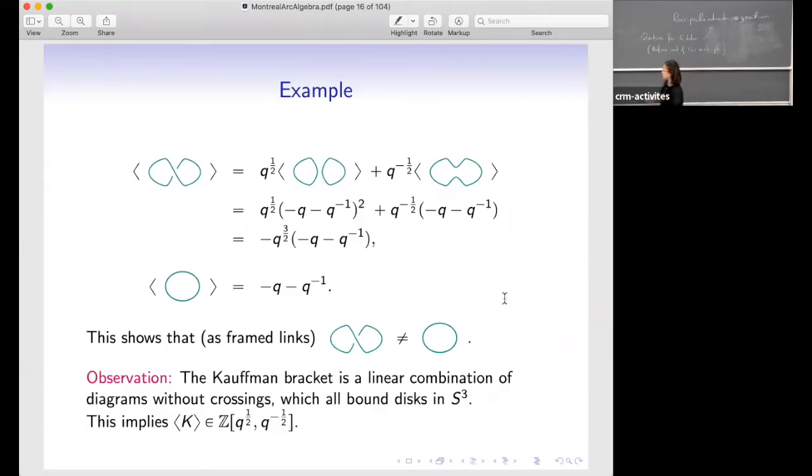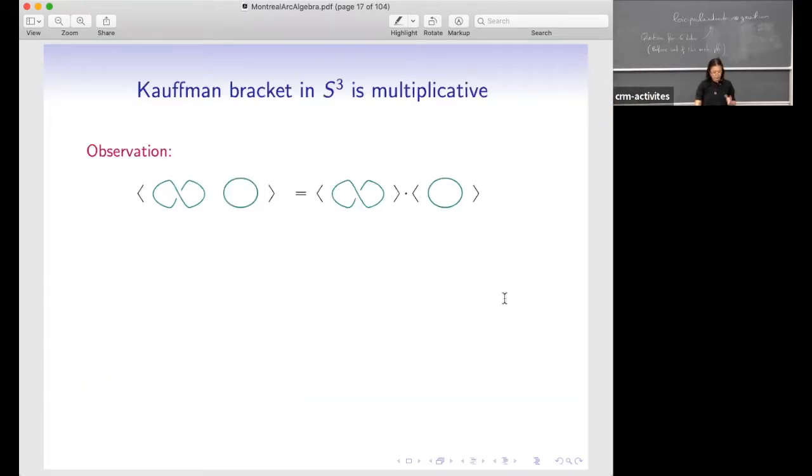So just a quick observation. If I'm drawing pictures in S3, after I resolve, I always get little circles. And these circles always get replaced by q minus q inverse. And so this means that whatever Kauffman bracket I have, it's always a Laurent polynomial. Now, the other observation is that if I have two links, when I do the Kauffman bracket of the two of them, I can resolve these ones first and then resolve these ones. They're irrelevant to each other. And so I can think of the Kauffman bracket of the two of them together as the Kauffman bracket of this one times the Kauffman bracket of that one.